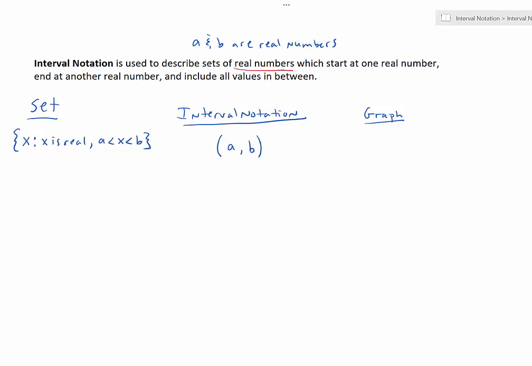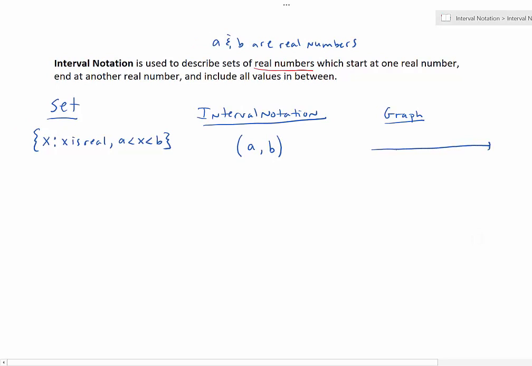The graph of this is a number line. So maybe this is a bunch of x's here. And what we would do is there's actually two ways to describe this. We can either draw a little hole at a and another little hole at b, and then shade everything in between them. That's one way to write this.